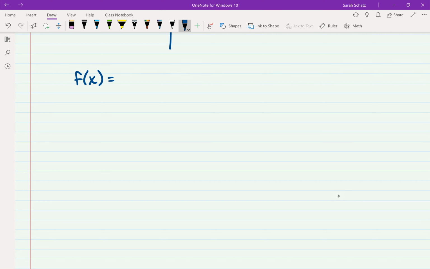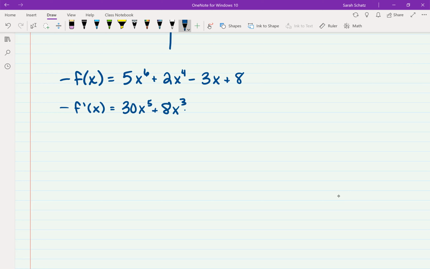All right, so let's start with f of x, just a regular old power function. I'm going to do 5x to the 6th plus 2x to the 4th minus 3x plus 8. So this is our starting function. To take the second derivative, I have to first take the first derivative. You guys, you can't go from the original straight to the second derivative. You have to take the first derivative first. So let's start there. The first derivative is going to be 30x to the 5th plus 8x cubed minus 3.